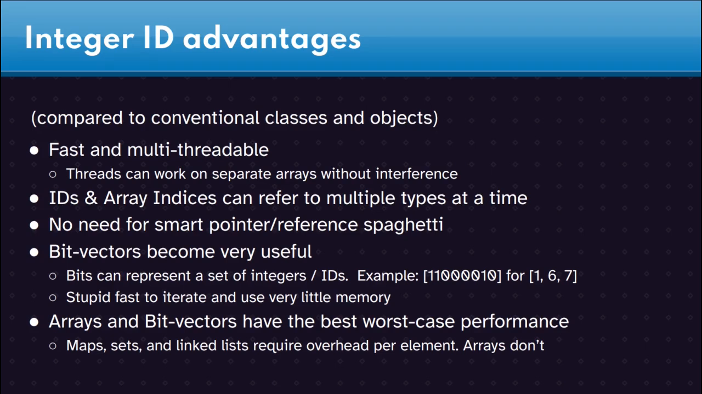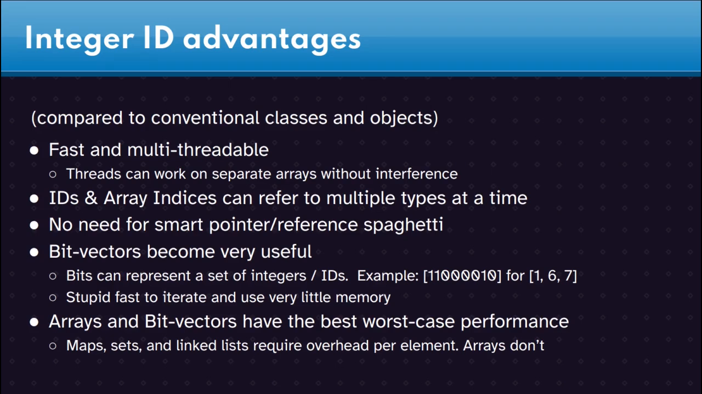Every other container, like if you have a regular array where you just have an array of numbers, for example, every number is going to be 4 bytes, 8 bytes, or something like that. So the more stuff you have, the bigger this thing gets. And things like maps and sets and linked lists, there's a lot of overhead for each new element that you add. And arrays and bit vectors just pretty much don't.